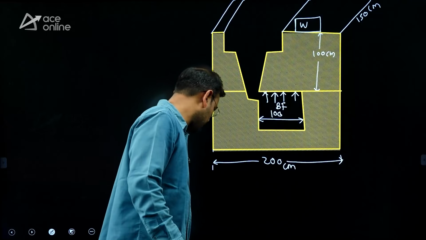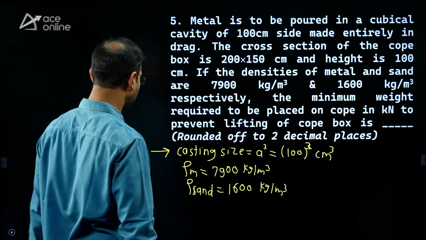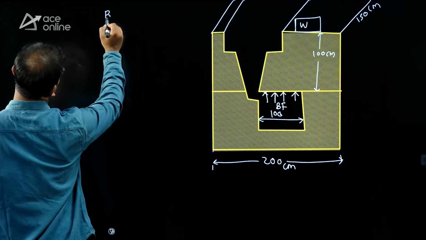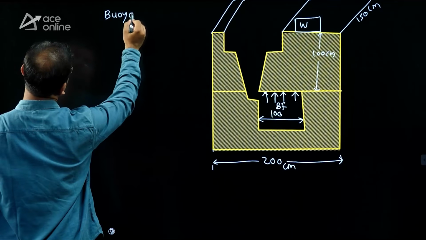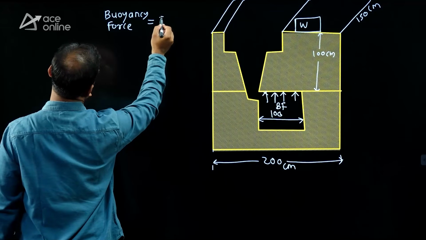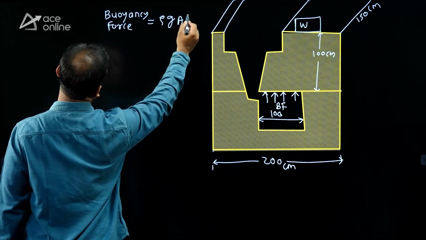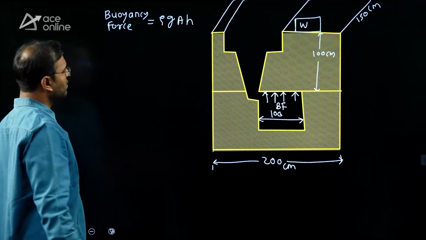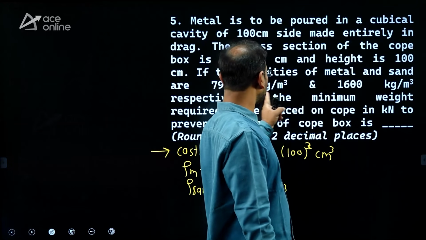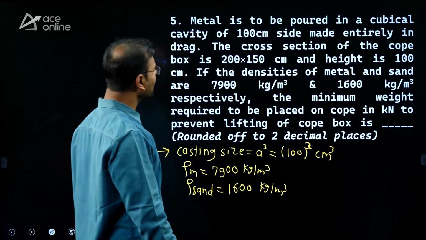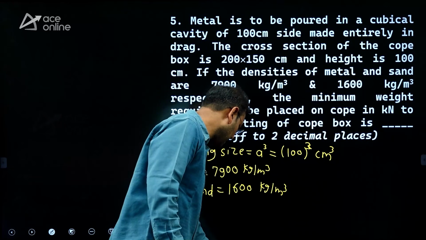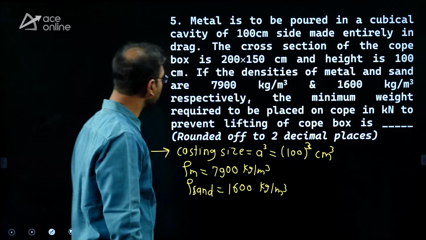The same formula I am going to use for weight and buoyancy force. Just see here, I want to write the buoyancy force first. Buoyancy force is rho g A h. Now the big question is the unit. What are the units given here? You can see the dimensions are given in centimeter and densities are given in meter cube. Either we convert the centimeter into meter, or meter into centimeter. Any one thing we have to do here.